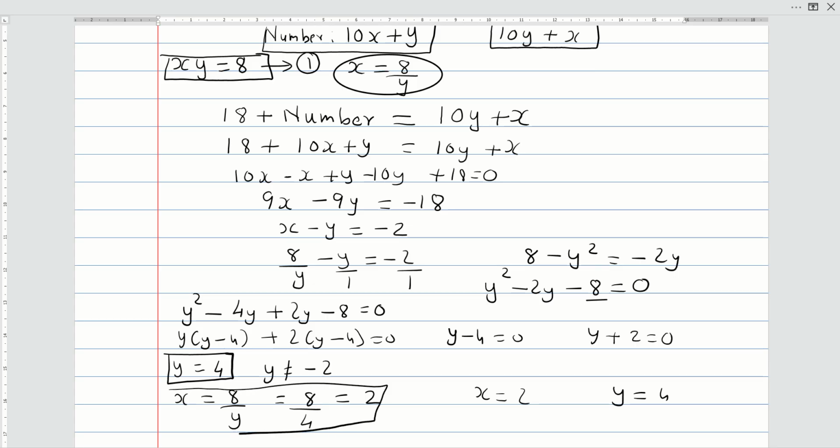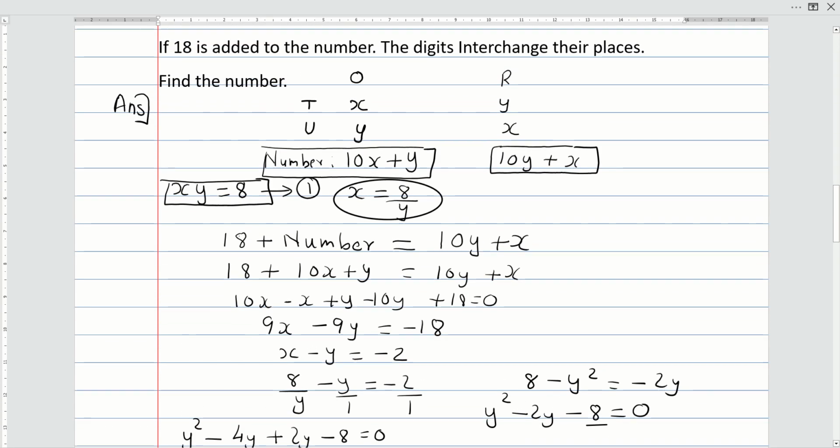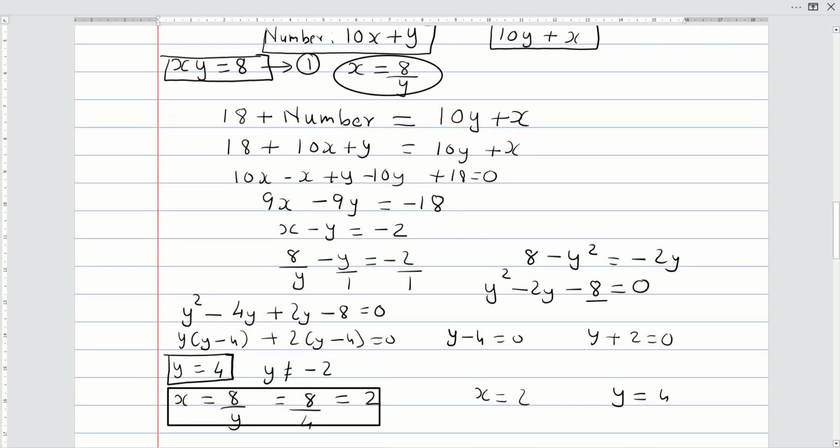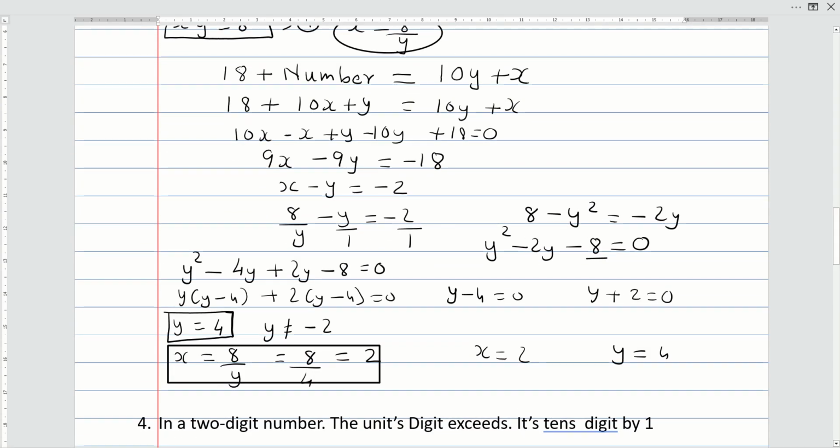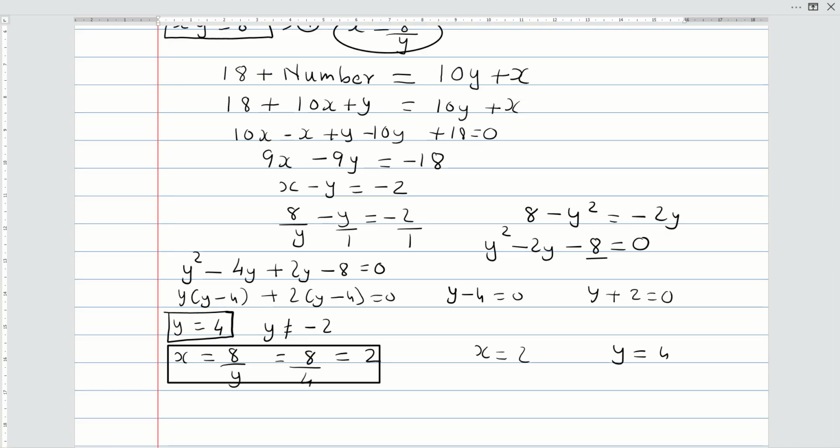But what is the question asking? The question is asking to find the number. You can see the question, find the number. What was the original number? If you recollect, the original number is 10x plus y, correct? So the original number is 10x plus y, which is 10 into 2 plus 4. That comes to how much? 24.